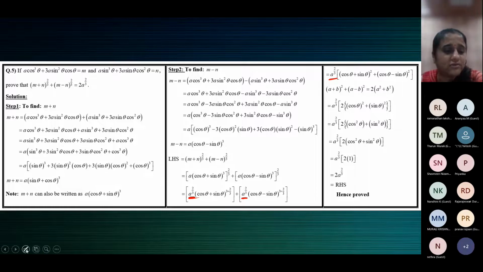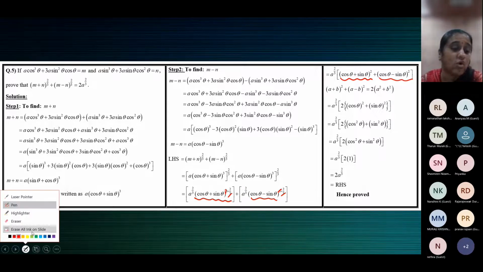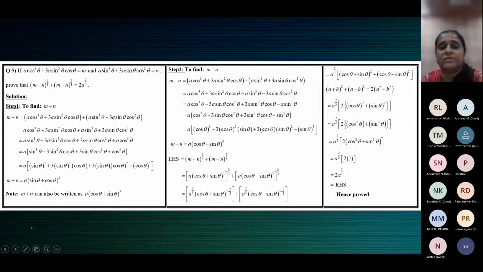So then what do you get? You would have cancelled this 3 and 3. In the bracket, you have cos theta plus sin theta the whole square, and here you will have cos theta minus sin theta the whole square. It's already lengthy, so now use an identity.